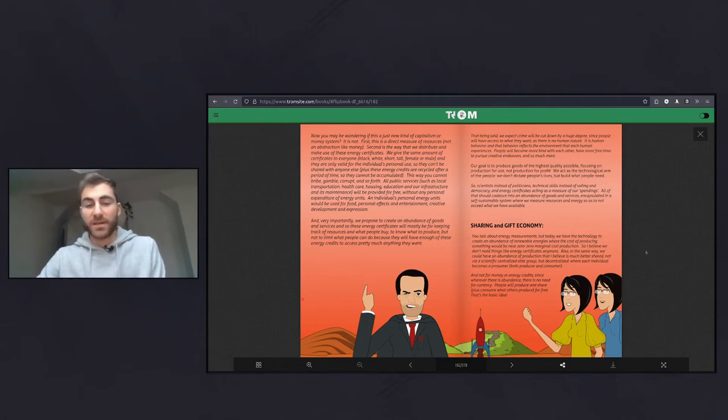Now the sharing and gift economy comes in and says, you talk about energy measurements, but today we have the technology to create an abundance of renewable energies where the cost of producing something would be near zero. Zero marginal cost production. So I believe we don't need things like energy certificates anymore. Also, in the same way, we could have an abundance of production that I believe is much better shared. Not via a scientific centralized elite group, but decentralized, where each individual becomes a prosumer, both producer and consumer. And not for money or energy credits, since wherever there is abundance, there is no need for currency. People will produce and share, plus consume what others produce, for free. That's the basic idea.